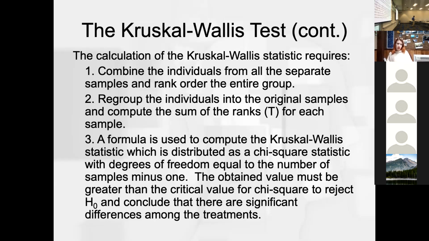Combine the individuals from all the separate samples, one big group, and you rank order that entire group. So if you have 20 people in each of the 3 treatment conditions, you're now rank ordering from 1 to 60.